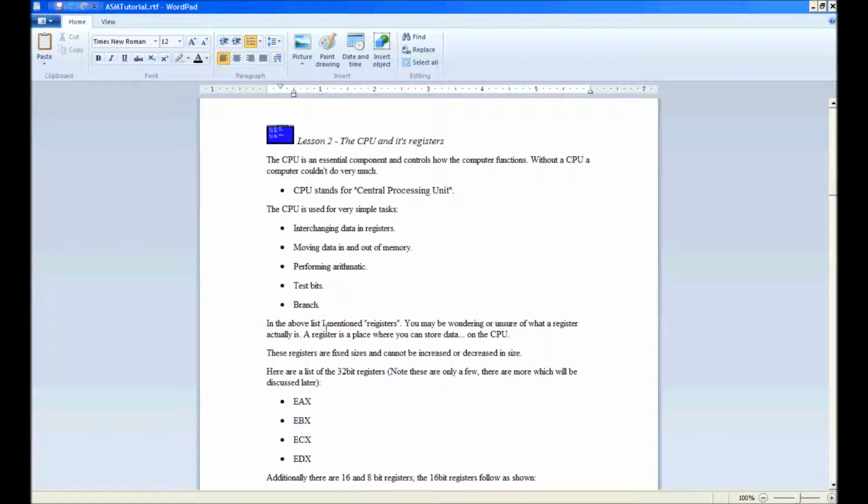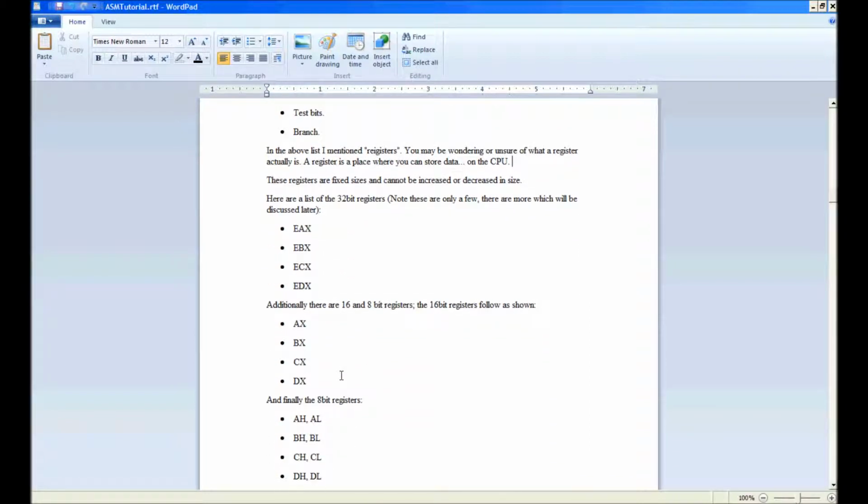In the above list I mentioned registers. You may be wondering or unsure of what a register actually is. In short, a register is a place where you can store data on the CPU. It's actually a component on the CPU. These registers are fixed sizes and cannot be increased or decreased in sizes. Here are a list of all the 32-bit registers. Note, these are only a few, there will be more that will be discussed a little bit later.